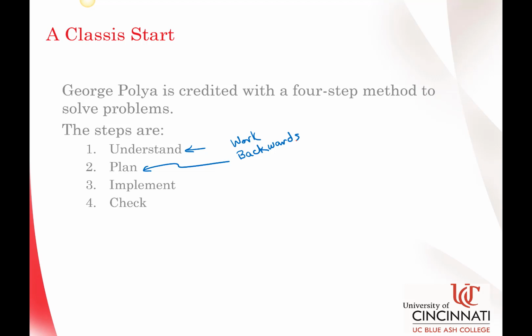Third thing is implement it. That means carry it out and actually get an answer. 7 is not an answer. There are 7 ducks on the pond is an answer. A number without words around it is not helpful to people. Okay? So make sure that when you implement this, you come up with an answer that, 1, makes sense, 2, is couched in a sentence to explain to folks what's going on.